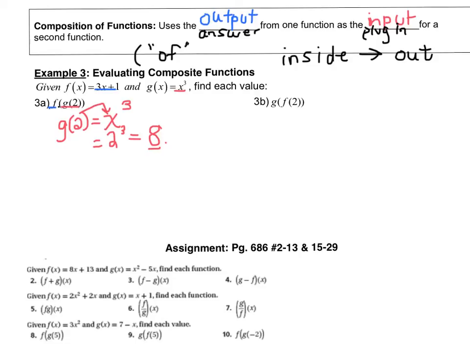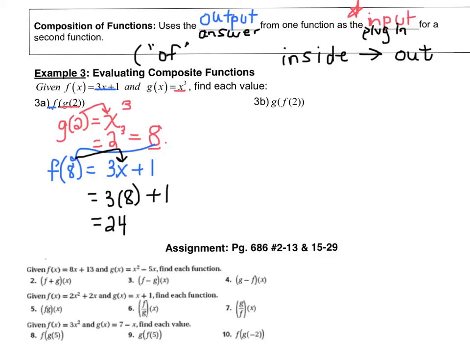So we're going to take that, and we're going to use it as the input into the second function. So now we're going to move to the outside and use the f function. And we are going to plug in the 8. So let's write down the f function. It's 3x plus 1. And since 8 was the answer to the first part, we're going to take that 8 and plug it in for the x in the f function. So this will be 3 times 8 plus 1. So 3 times 8 is 24, plus 1 is 25. So even though this 8 was an answer before, it's not our final answer. Our final answer is the 25.